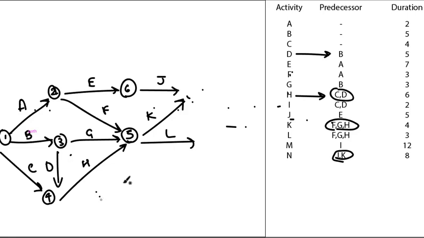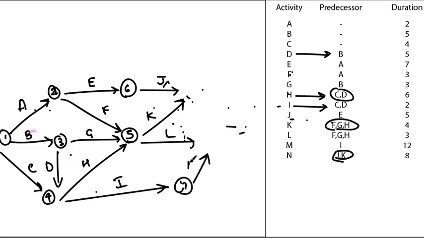M is coming from I. No, I is coming from C and D. So I is coming from C and D, and M is coming from I. So this will be node 7. And N is coming from J and K. So J and K are meeting. I'm sorry about these small dots, it's something wrong with my graphic tablet. So J and K will be meeting, and N is coming from J and K. And L and N are meeting at the last node, that is the 9th node.